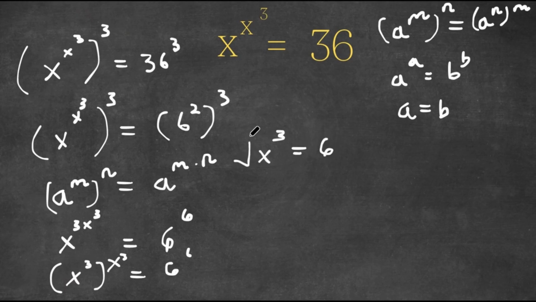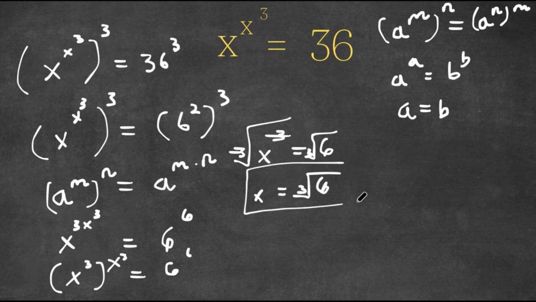And now if I take the cube root on both sides, these two cancel out. Now I'm left with x is equal to the cube root of 6. So this is our answer. And this can also be written as 6 to the power of 1/3.